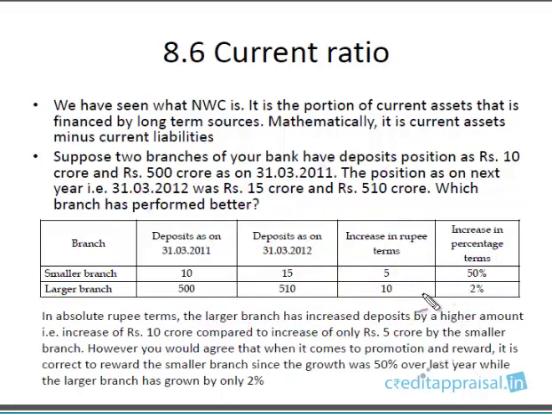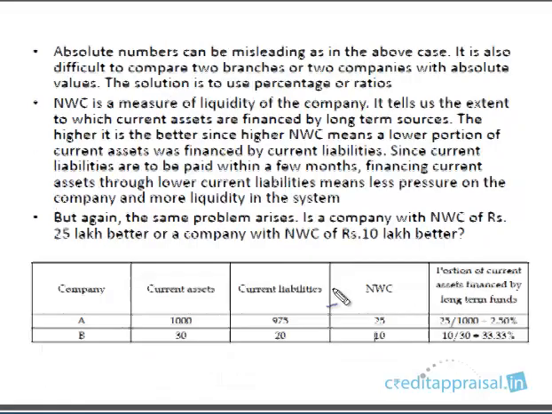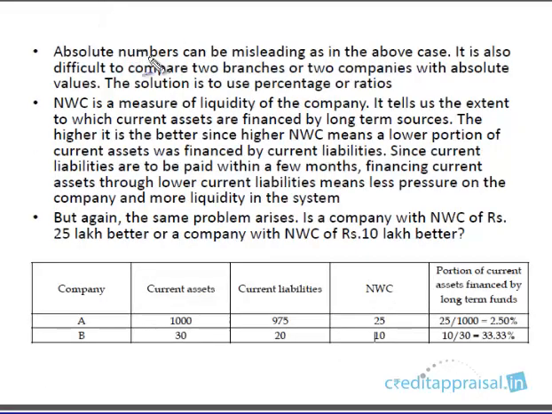So we are not really concerned about the absolute figures. We are looking at the percentage growth compared to the previous year, right? You need to understand that absolute numbers can be very misleading, as we have seen in this example. It's very difficult to compare two branches or two companies, or any two values, when you look at the absolute numbers. It's going to be very tricky. So the solution is always to use percentages or ratios, right?